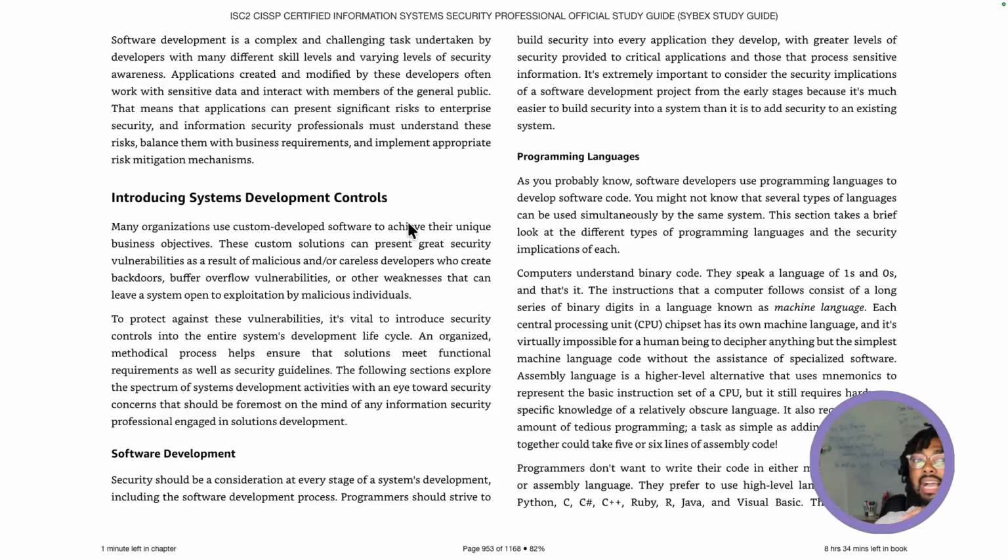Assembly language is a higher level alternative that uses mnemonics to represent the basic instruction set of a CPU, but it still requires hardware specific knowledge of a relatively obscure language. It also requires a large amount of tedious programming. A task as simple as adding two numbers could take 5 or 6 lines of assembly code. That is crazy.